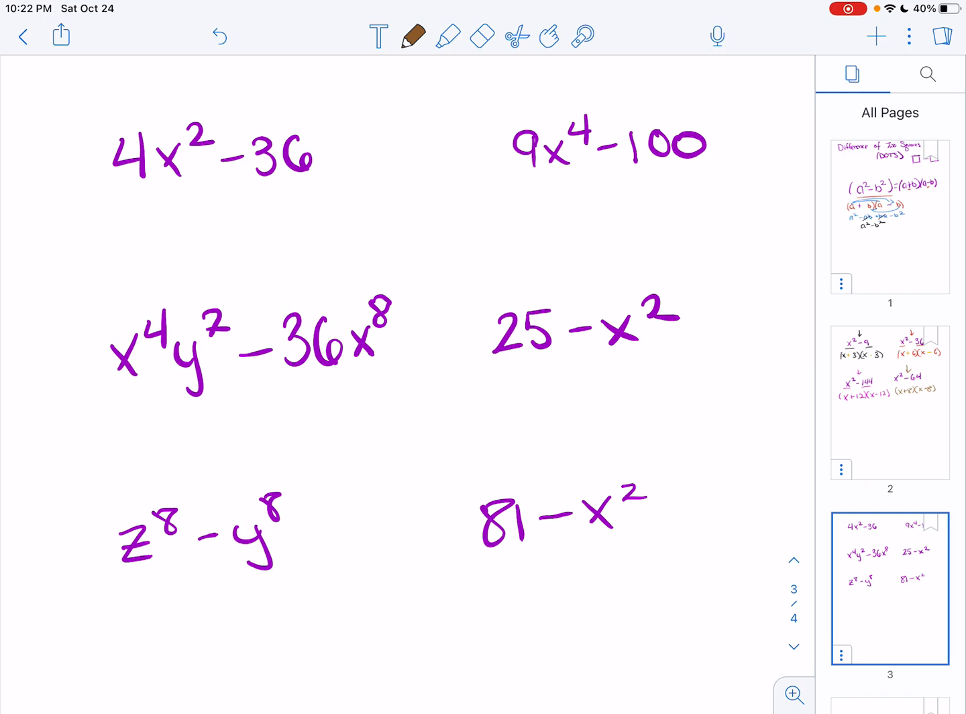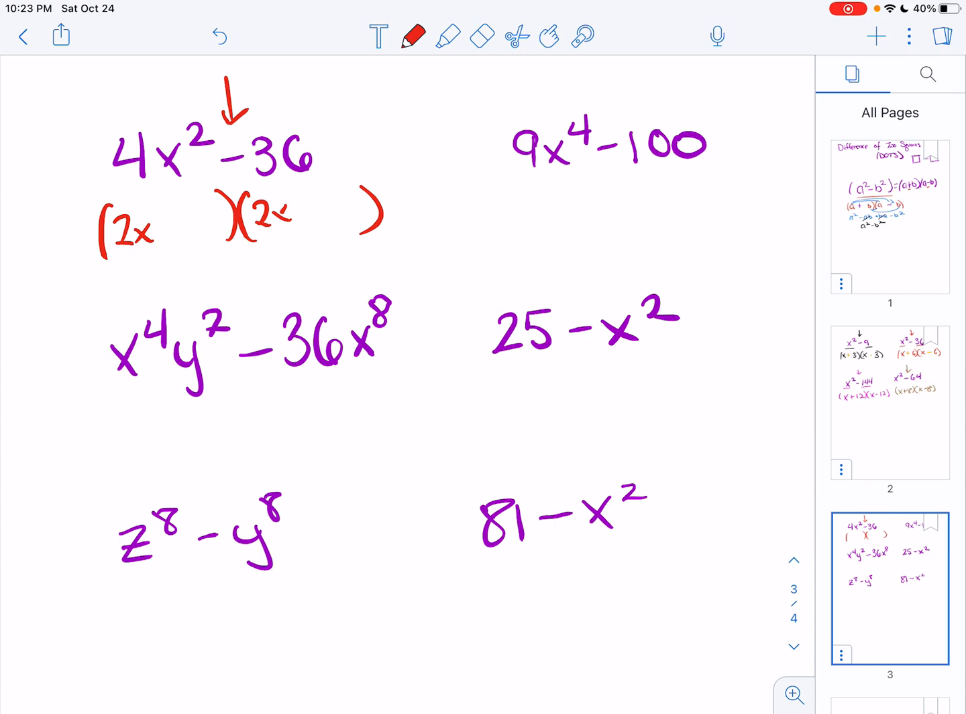When we have something like 4x squared minus 36, yes, we have our difference. Now we have to look to see if we have two perfect squares. For the first term, we have the coefficient 4 in front of x squared. For that whole term to be a perfect square, the coefficient 4 would have to be a perfect square, and x squared would have to be a perfect square. Fortunately, that is the case, because the square root of 4 is 2, and the square root of x squared is x. So the square root of the whole term, 4x squared, is 2x.